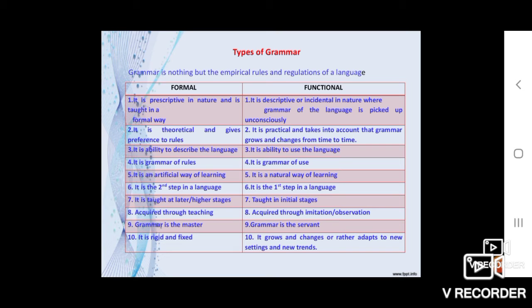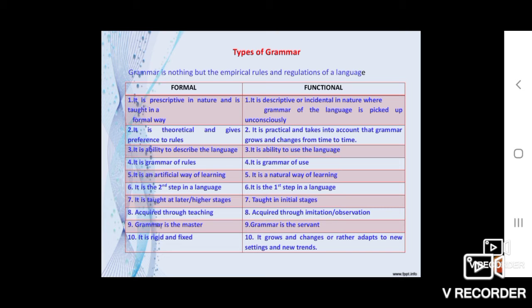Whereas in functional grammar, the point tells us that it is practical and takes into account that grammar grows and changes from time to time. It means every time we should not stick with a specific unit of grammar. As time goes, we will have to change ourselves, we have to change our pattern, we have to change our degree, and we have to use such types of words or sentences in our day-to-day communication.